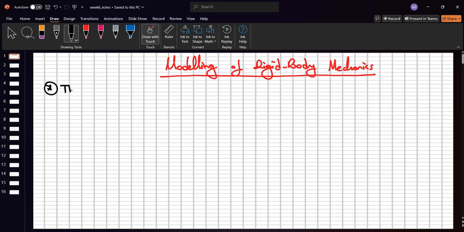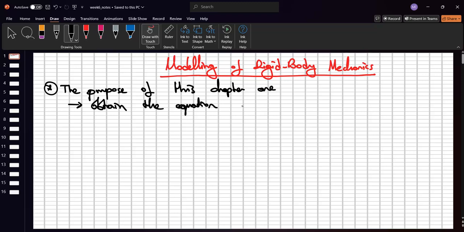And so the purpose of this chapter is to what? First of all, obtaining the equation of motion. What's the meaning of the equation of motion? Blue guy, what's your name? Nasir. Nasir, what is the definition of the equation of motion? For rotational and translational motion.